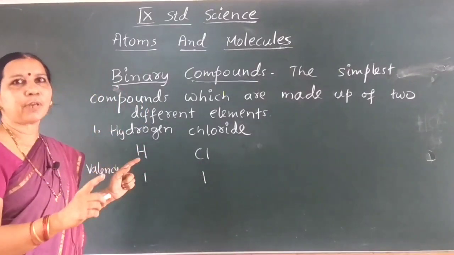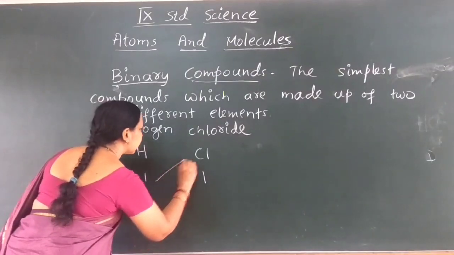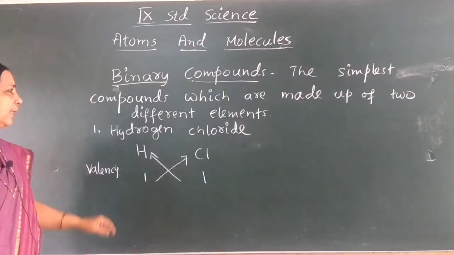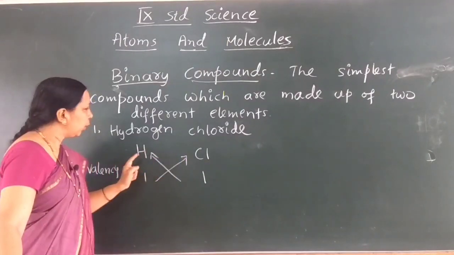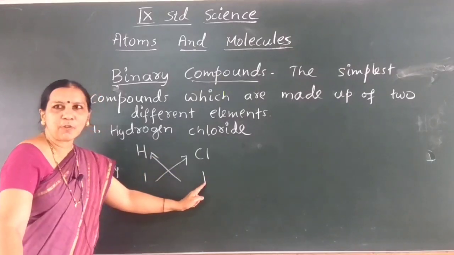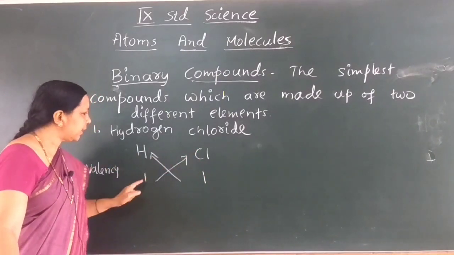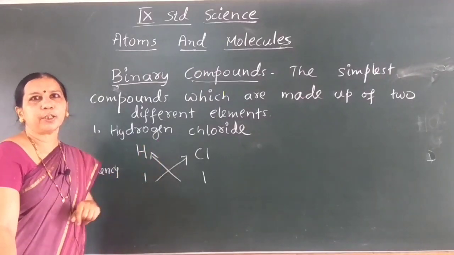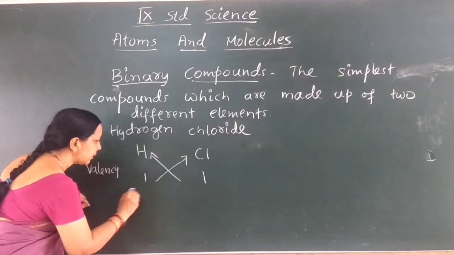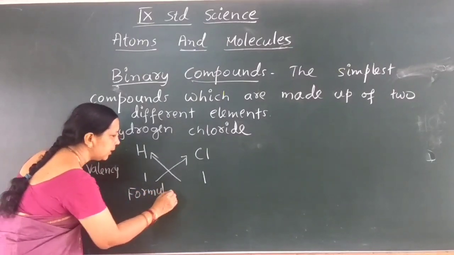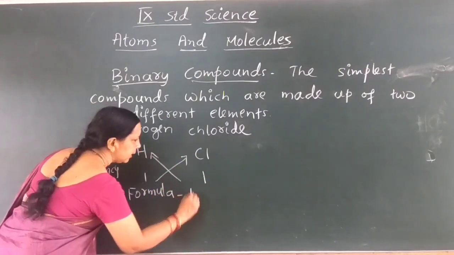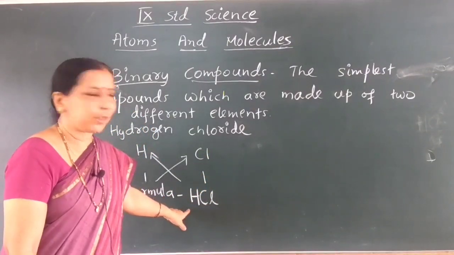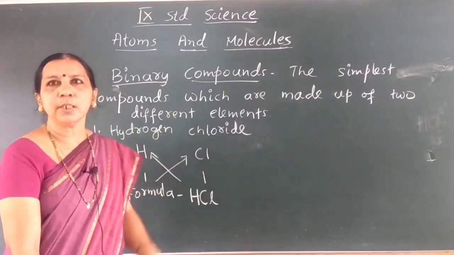Now crisscross the valencies. Crisscross, you know how. Now it is easy to write the formula here. See, one atom of hydrogen combines with one atom of chlorine to form one molecule of hydrogen chloride. So now what is the formula of hydrogen chloride? You can write, join this and write HCl. HCl is the molecular formula or chemical formula of hydrogen chloride.